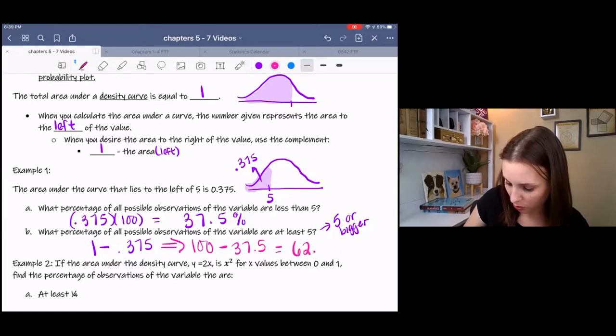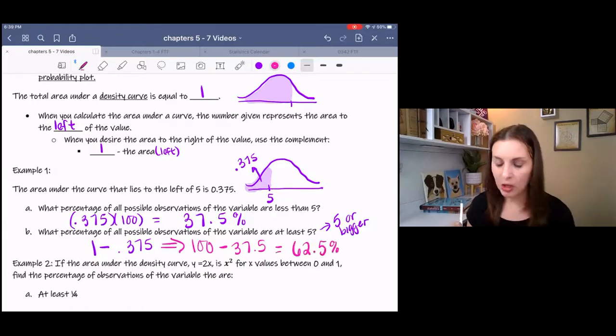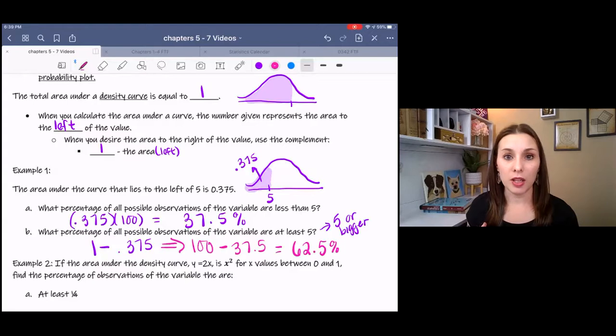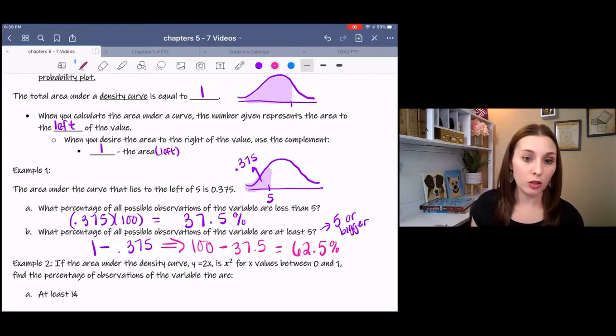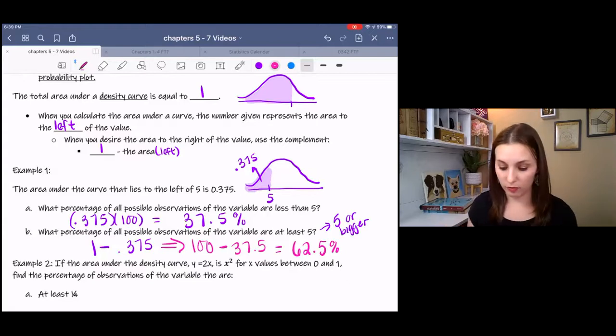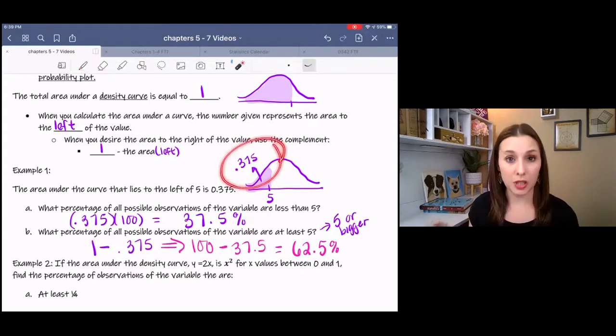So 62.5% is at least 5. So that's how they are using areas under a curve. When they say the area under the curve to the left of 5, they're talking about a percent.